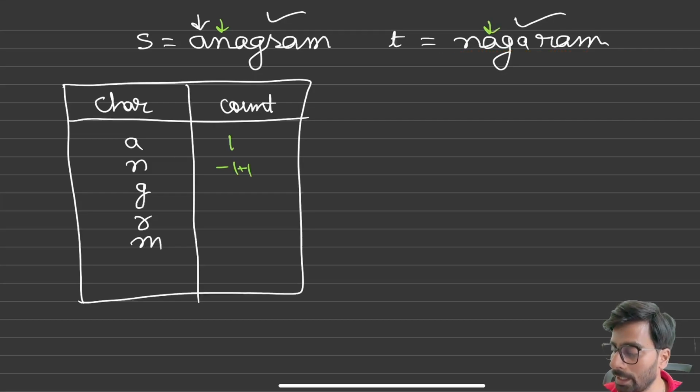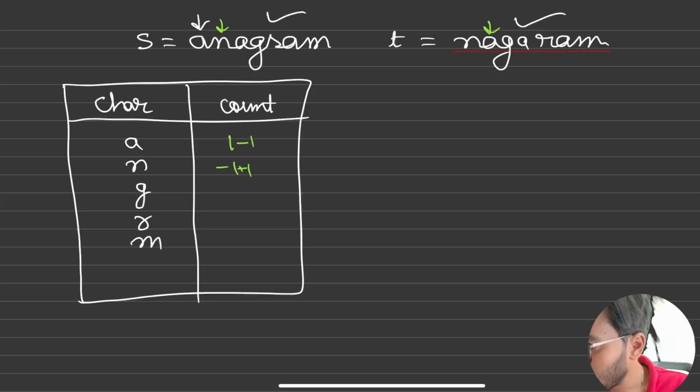Then here we are getting A again, so we'll decrease the count by 1. Then we'll move to here, A again, so we'll increase the count by 1. And then we'll move here, we got G, we'll decrease the count by 1. Then we'll move here, we got G, we'll increase the count by 1.